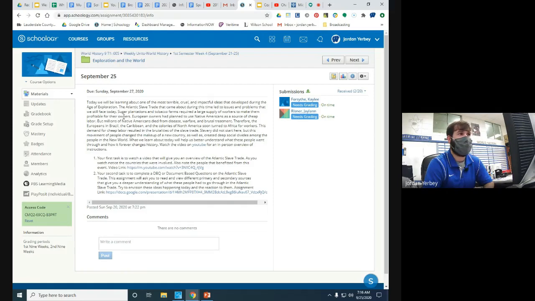Sugar plantations and tobacco farms required a large supply of workers to make the profit for their owners. European owners had planned to use Native Americans as a source of cheap labor, but millions of Native Americans died from disease, warfare, and brutal treatment. Therefore, the Europeans in Brazil, the Caribbean, and the colonies in North America soon turned to African workers. This demand for cheap labor resulted in the brutalities of the slave labor.